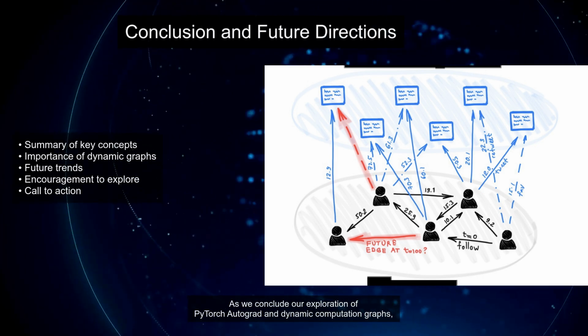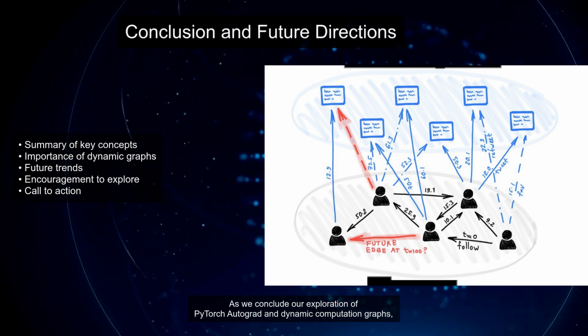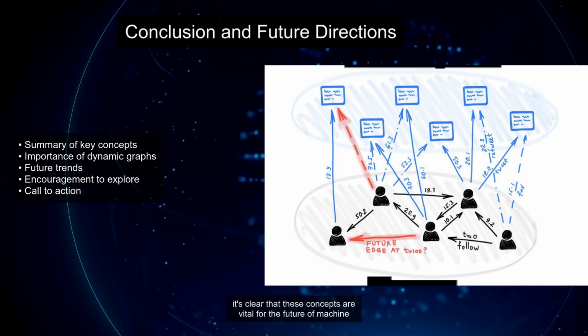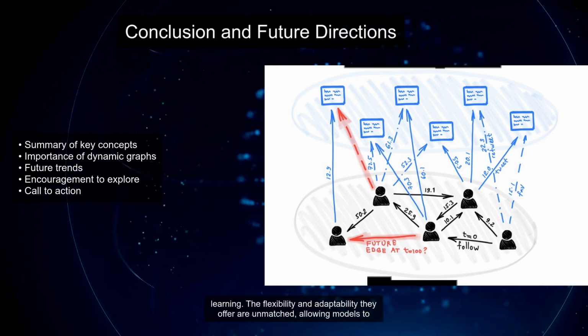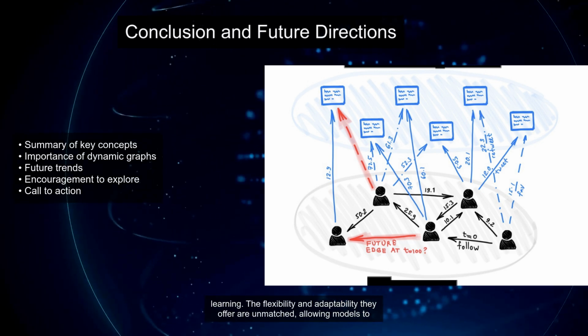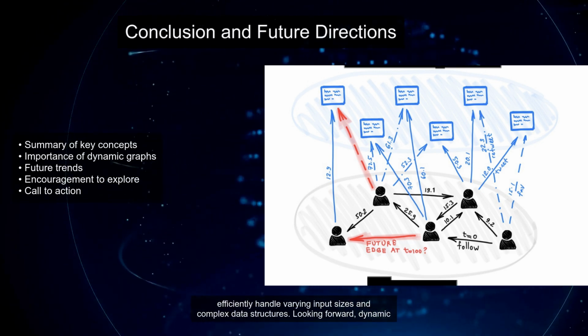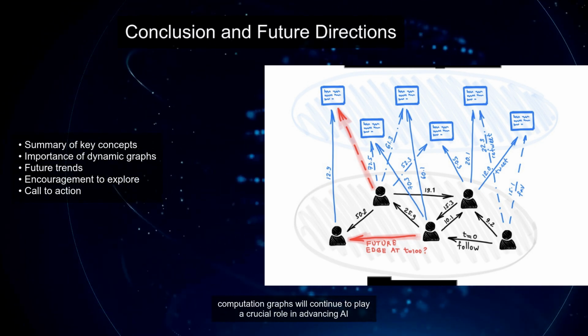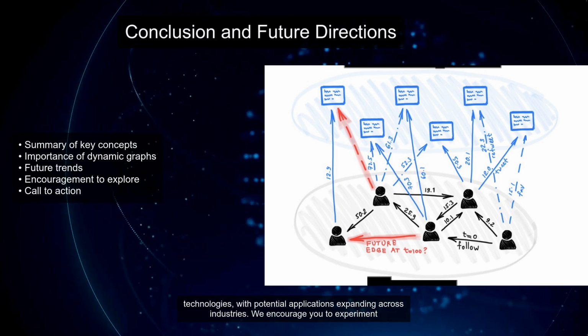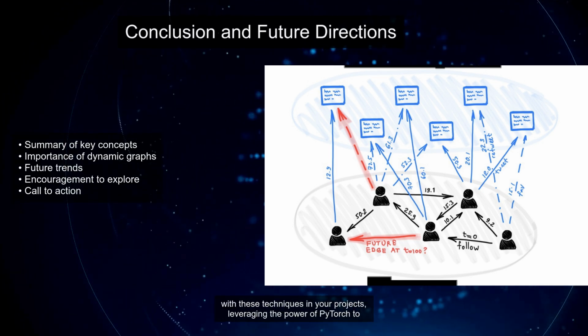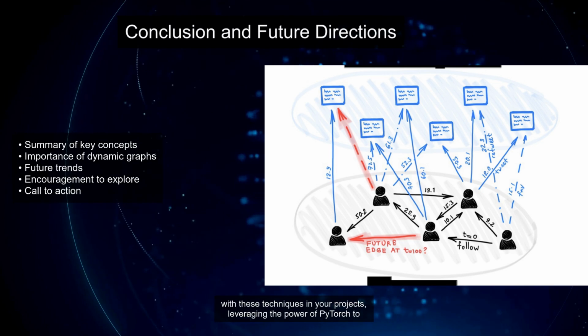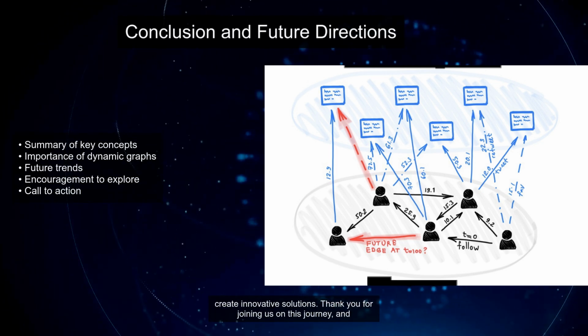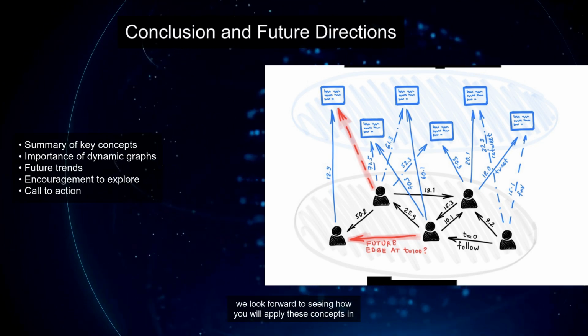As we conclude our exploration of PyTorch Autograd and dynamic computation graphs, it's clear that these concepts are vital for the future of machine learning. The flexibility and adaptability they offer are unmatched, allowing models to efficiently handle varying input sizes and complex data structures. Looking forward, dynamic computation graphs will continue to play a crucial role in advancing AI technologies, with potential applications expanding across industries. We encourage you to experiment with these techniques in your projects, leveraging the power of PyTorch to create innovative solutions.